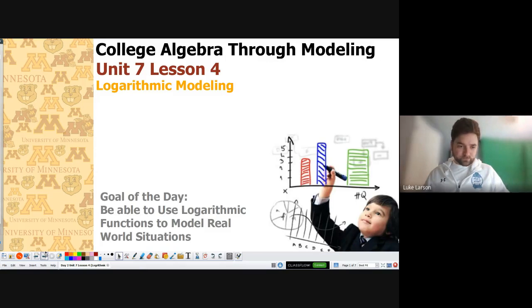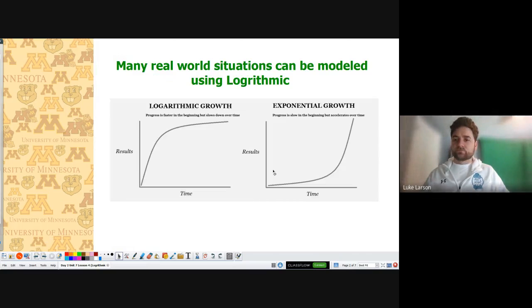In our last lesson, we talked about modeling with exponential growth. And here's kind of a comparison between the two. As you can see, they're kind of a mirror. They're flipped over each other. That is because they are inverse functions. Exponential starts growth slow and then speeds up. Logarithmic is kind of the opposite. Its growth starts really quick and then it slows down. And both of these things happen in nature and in the real world all the time.